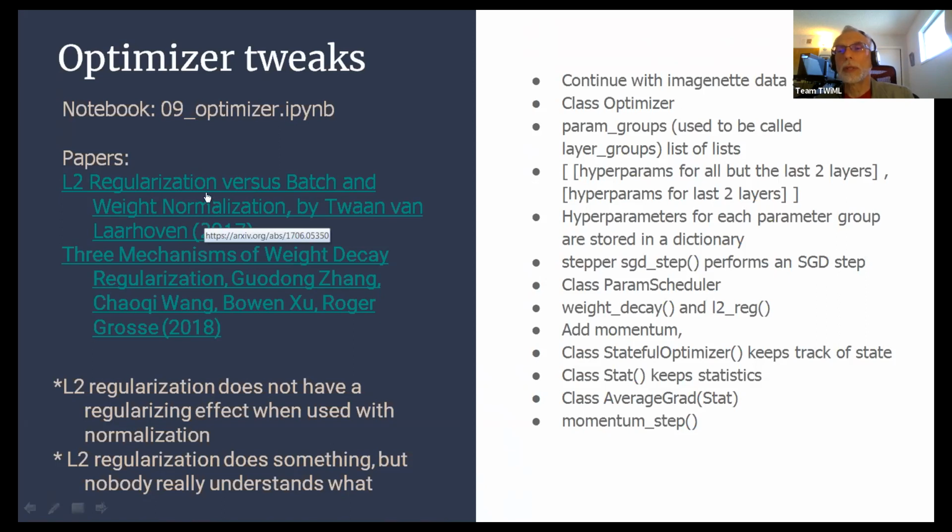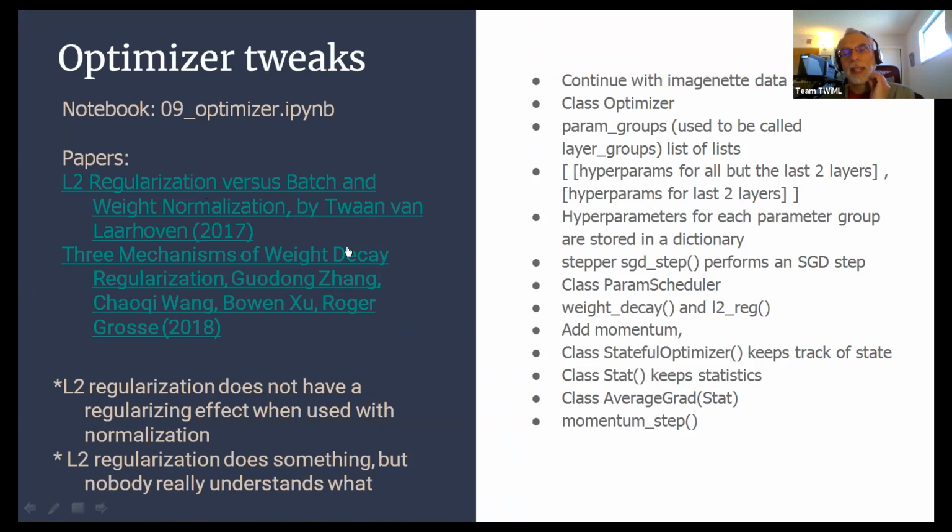This one was L2 regularization versus batch and weight normalization. And Jeremy likes to make big sweeping statements, and he says this first paper makes this revolutionary statement that L2 regularization does not have a regularizing effect. And then he goes on to say things like, we don't know what the hell we're doing, and nobody knows what they're doing, and blah blah blah.